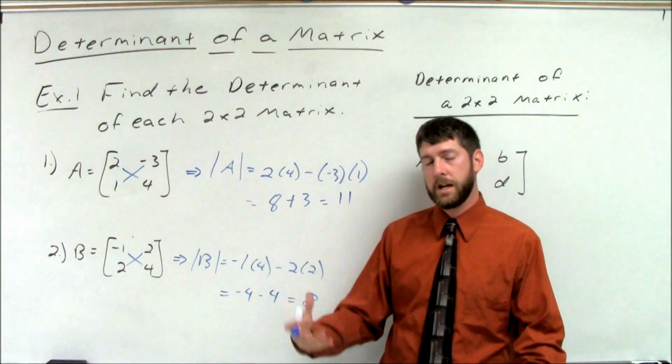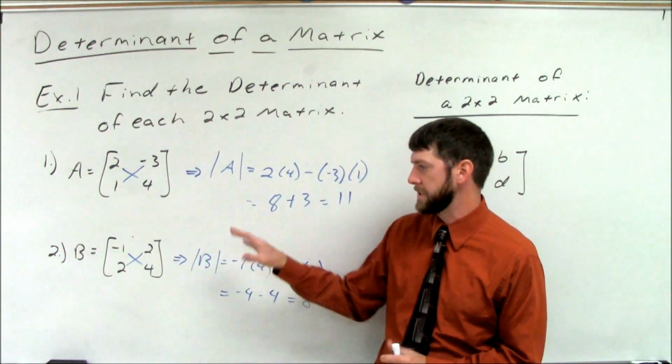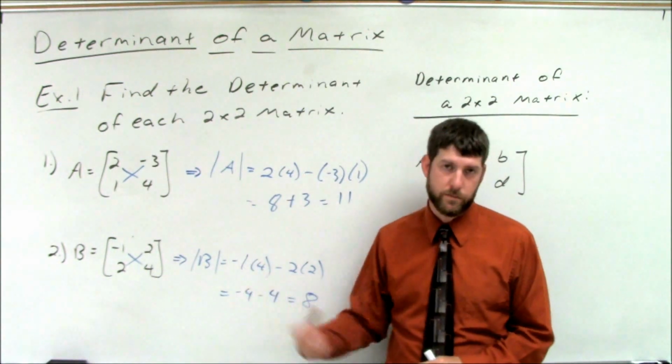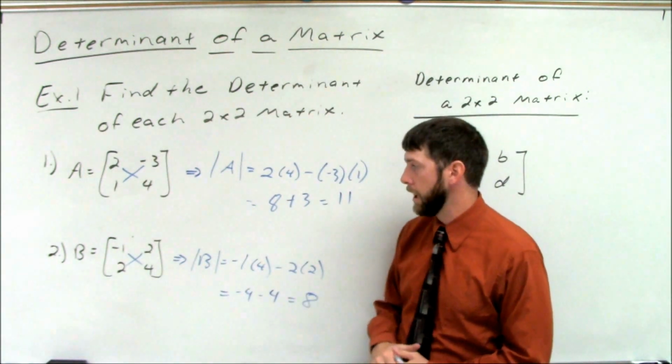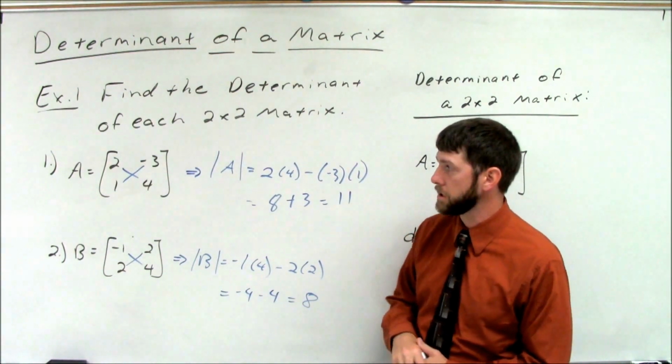3 by 3 obviously has more numbers, so there's a lot more involved as far as the calculations, but it's the same general idea of multiplying diagonally and then subtracting each of those products. So we'll look at the determinant of a 3 by 3 matrix here in just a second.